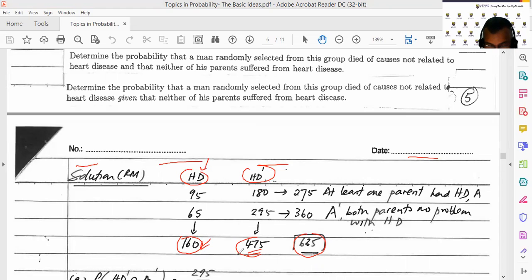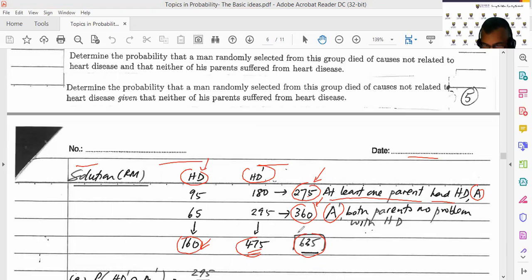Then 275 of the 635 men had at least one parent who suffered from heart disease. So I'm calling this first row, at least one parent had heart disease, event A. So that total number is 275. So you can fill this number out. If I know this number, I surely know this number, which is A prime, the event that both parents had no problem with heart disease. So I can fill out all these numbers.